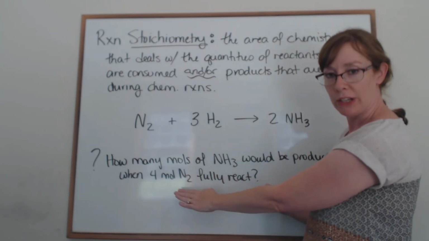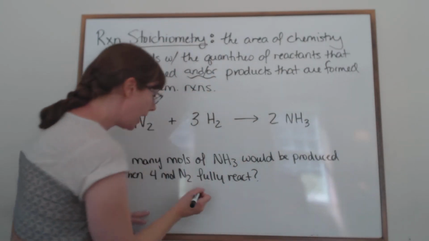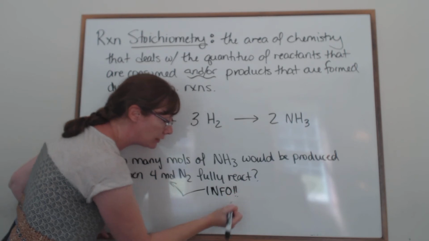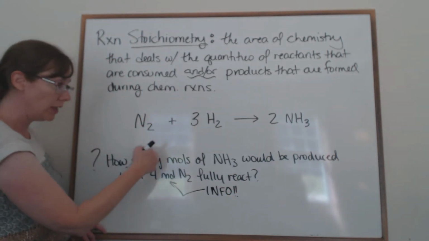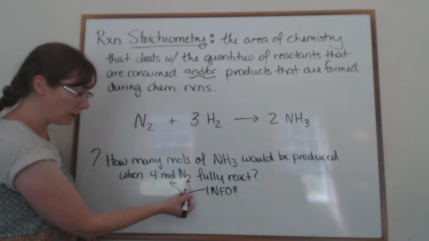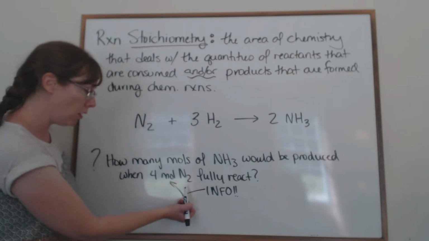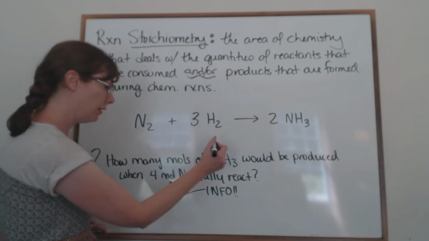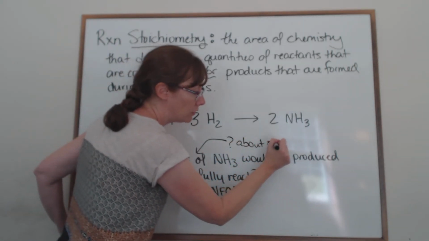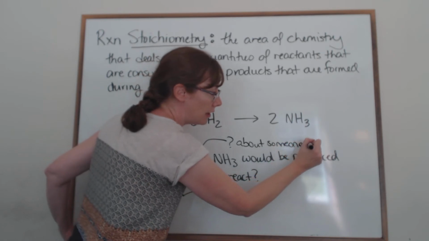When you are looking at a question and you have info about one chemical species, you notice in the question the only number is 4 moles of N2. I have info about nitrogen, but what is my question about? My question is about ammonia. A question about someone else. Do you see the pattern here?